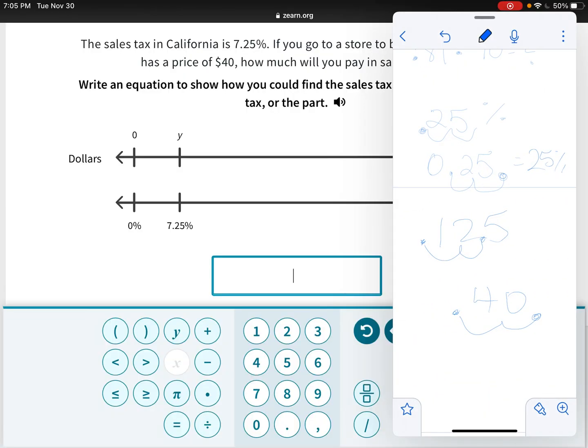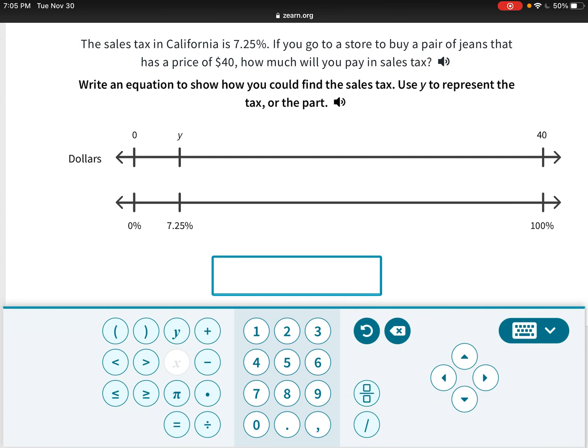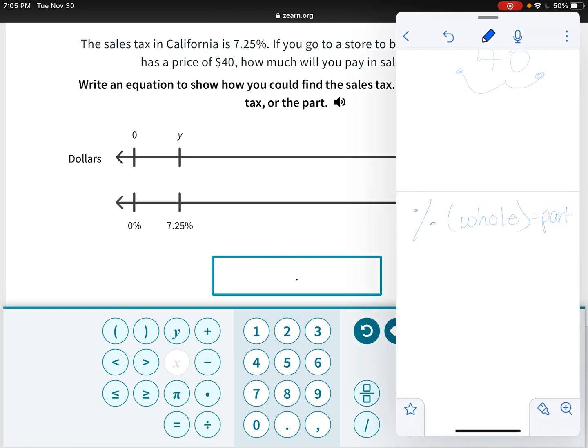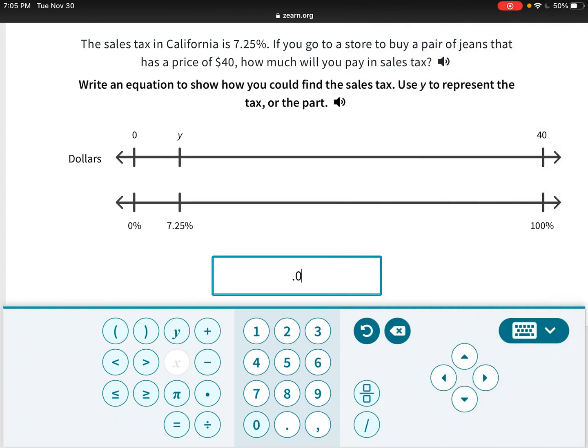I want to write that down so you can remember it. So you have percent times the whole amount. Remember, parentheses mean multiply, equals a part. So just keep referring back to that. So I know my percent is 7.25. I need to make that a decimal, so move it 2 places to the left. 7.25, 2 places to the left, fill in with a 0, is 0.0725. Multiply it by the whole.